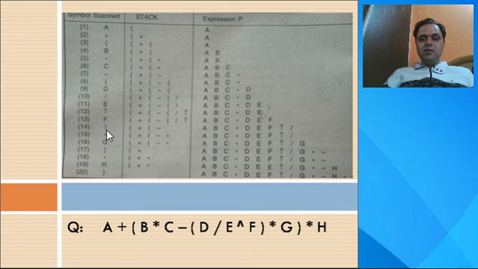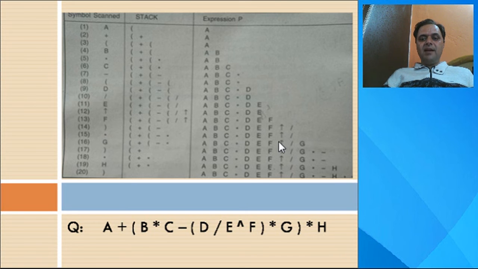Then bracket close. When we find a right parenthesis, we will pop from the stack all the operators until we find the left parenthesis. So we will pop power and add power to P. Then we will pop divided by and add that operator to P. Then we will remove the left parenthesis as discussed before. Then multiplication we will push onto the stack because minus has less precedence than multiplication, so nothing is popped.